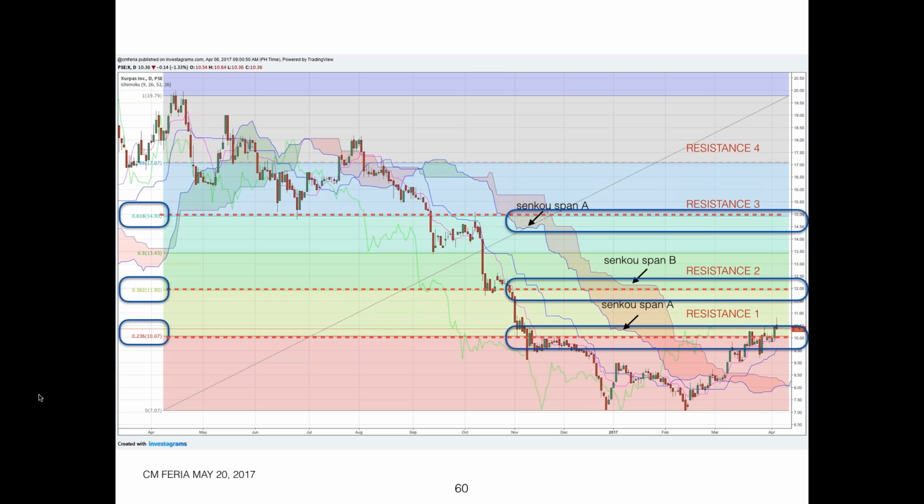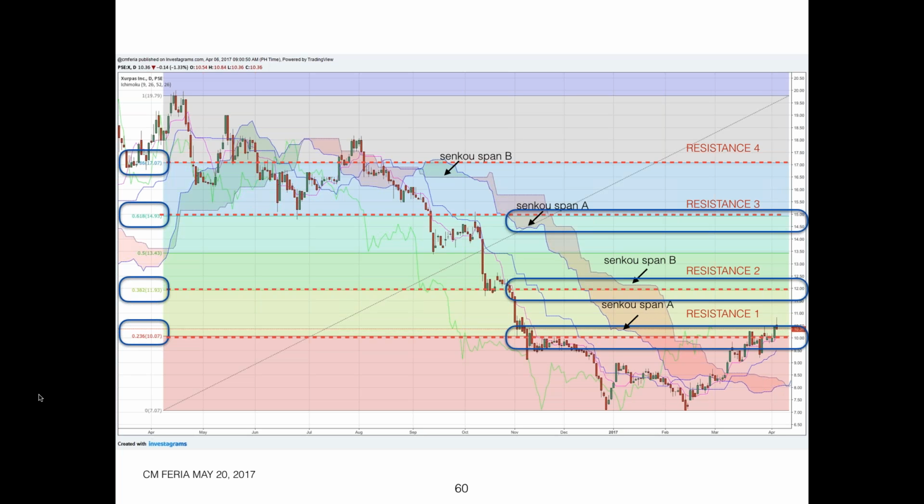This is resistance 4. Again, this was at the same area as Senkou span B at 1650, where we only used Ichimoku elements to find supports and resistances. So we know that the Ichimoku system also lines up with the Fibonacci ratio.